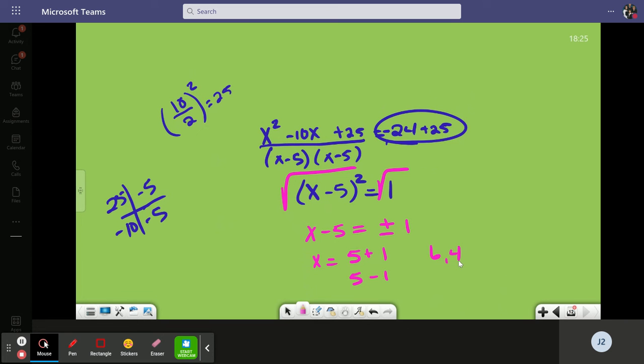And again, if I plug x squared minus 10x plus 24 equals 0 into the formula, I'm going to get the same answers. I'm going to stick with that. Okay.